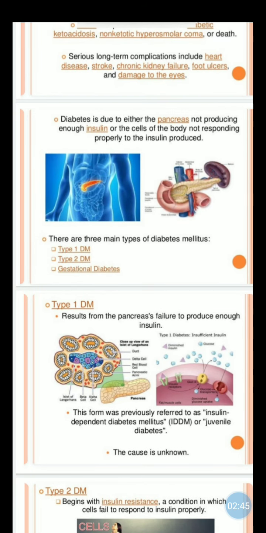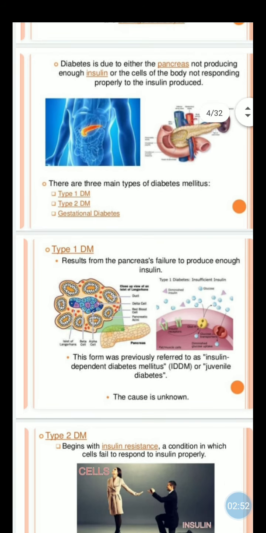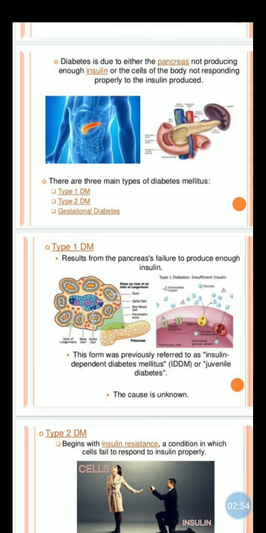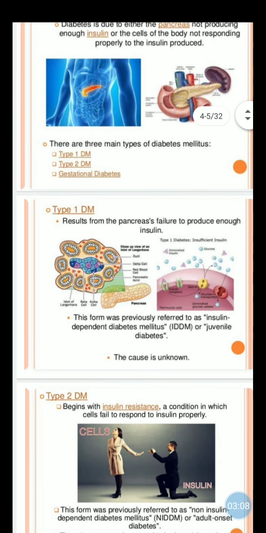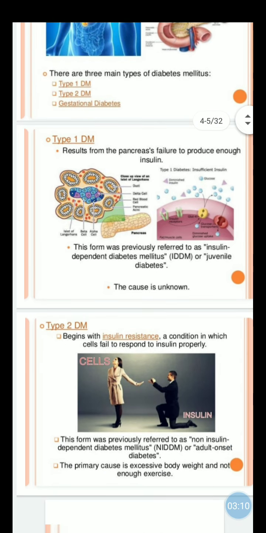There are three main types of diabetes mellitus. First, type 1, second, type 2, and third, gestational diabetes. In type 1 diabetes, here we can see type 1.